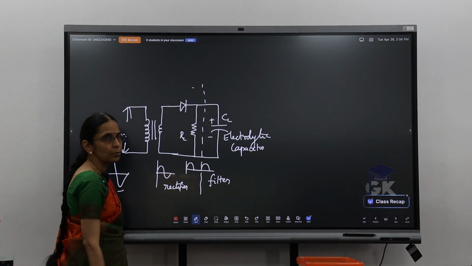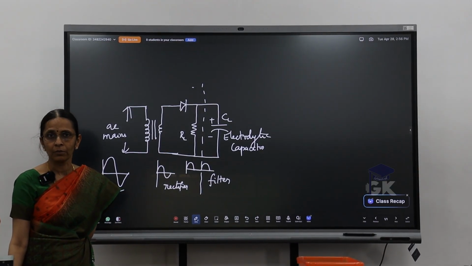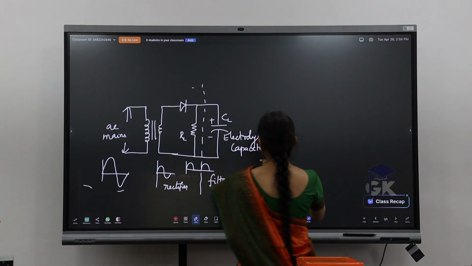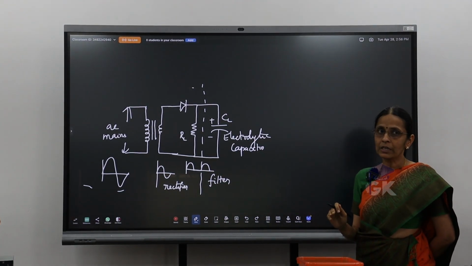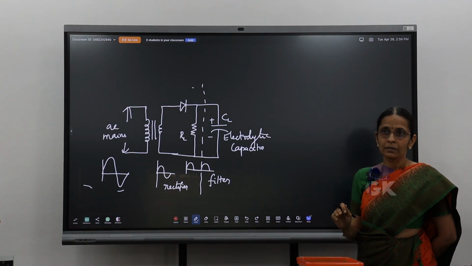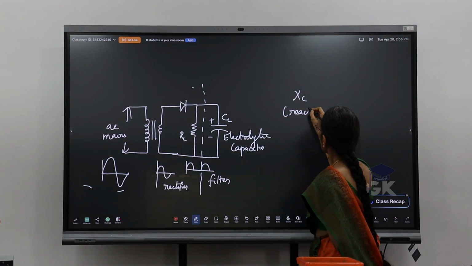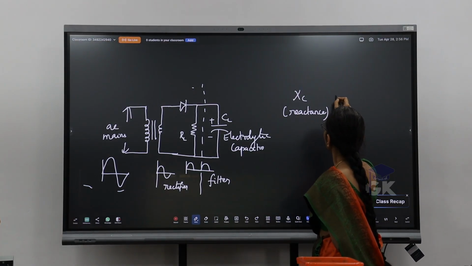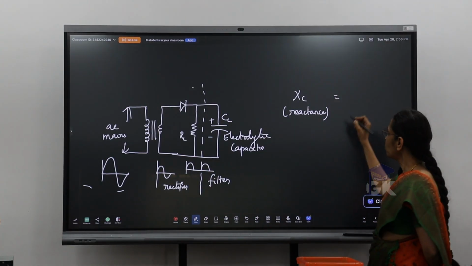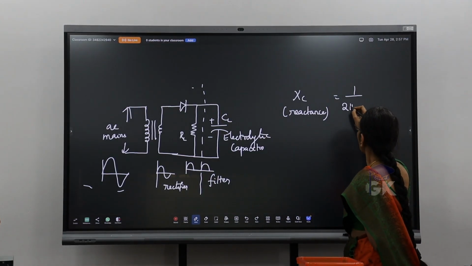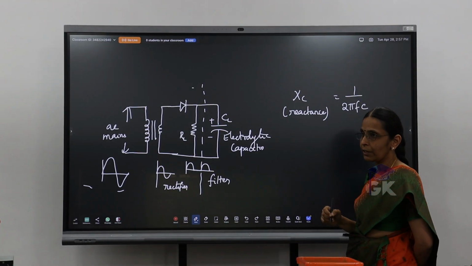Now, what's going to be the output if I add this capacitive component? That is what we are going to see now. I hope all of you are aware of the reactance of a capacitor. What is the notation for reactance of a capacitor? XC. So, XC is nothing but the reactance of your capacitor. What is the formula for it? 1 by 2 pi F C, where C is the value of the capacitance, F is the frequency.